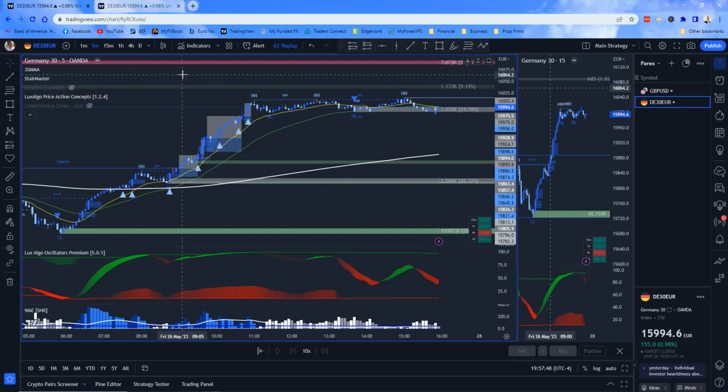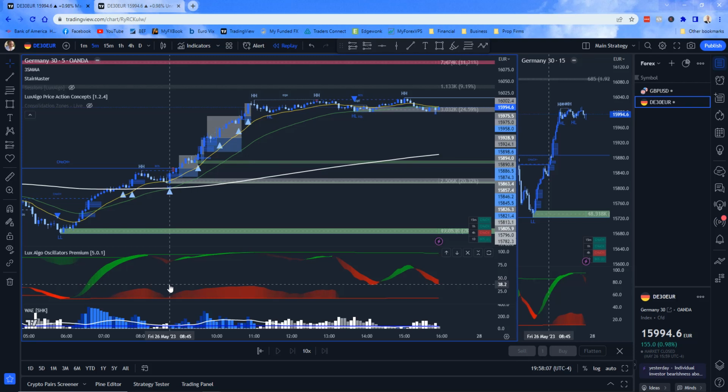I did the yearly. I think it's like $1,000 a year. It is pricey, but regardless, to me, it's worth it. And yeah, I'm sticking to it. Anywho, next one down, we have the Lux Algo Oscillators Premium. And again, this is a paid indicator.